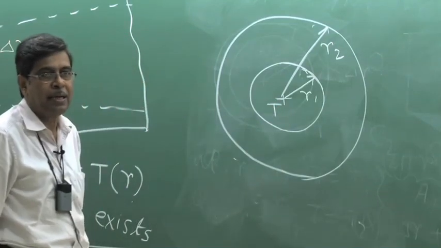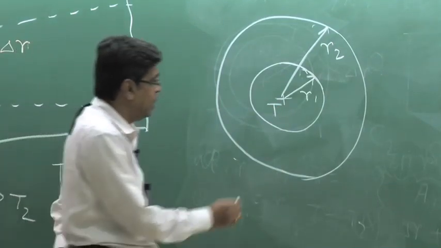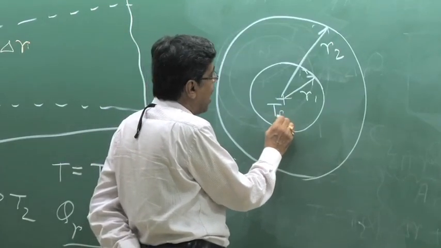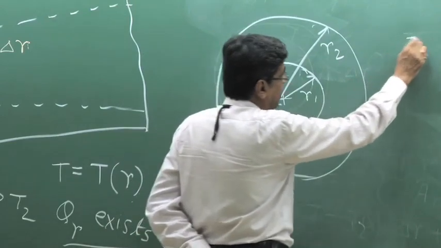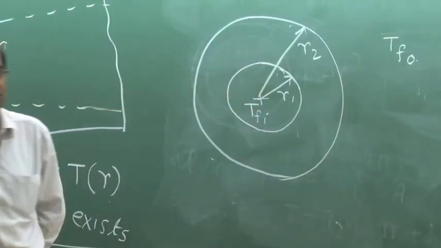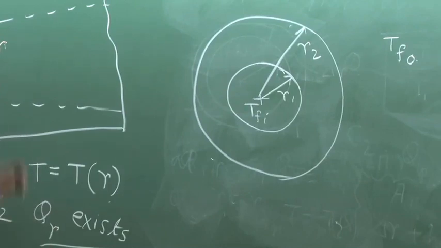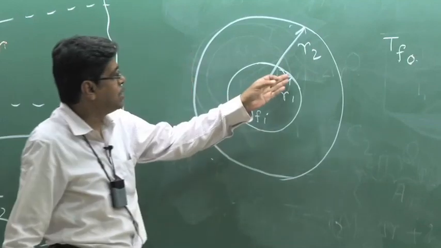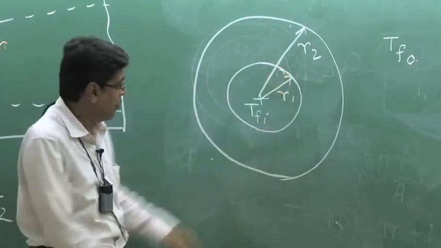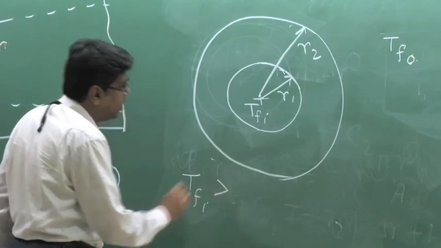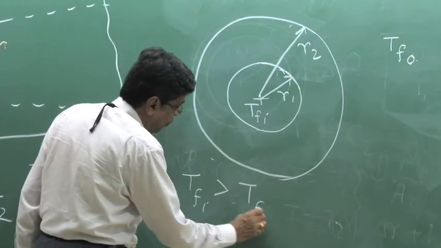fluid temperature, inner fluid temperature, which may be TFI, and outer fluid temperature, which may be TFO. That means the heat comes from the inner fluid to this. Let us consider TFI, fluid temperature inner, is greater than TFO.